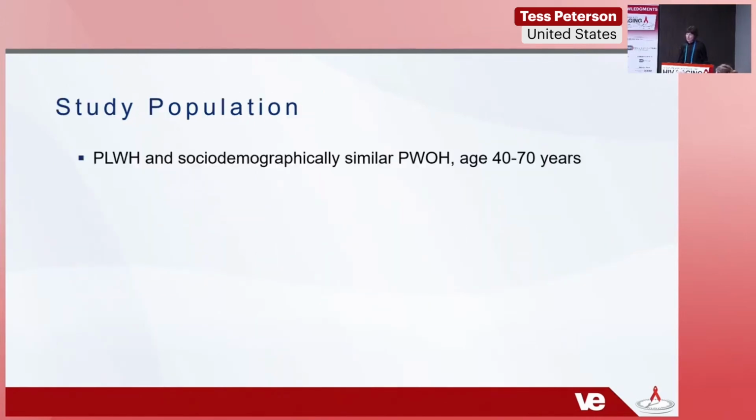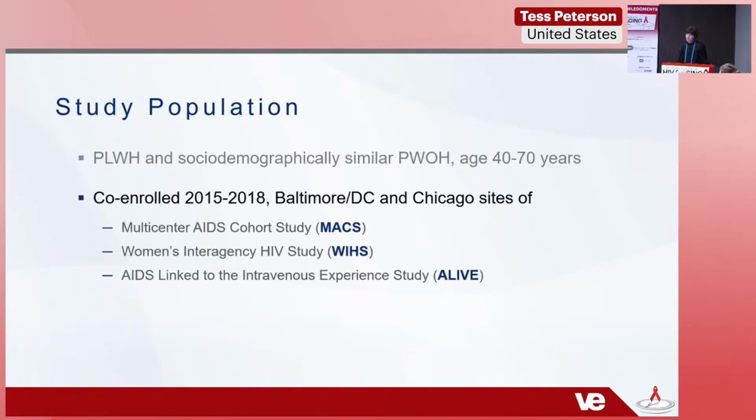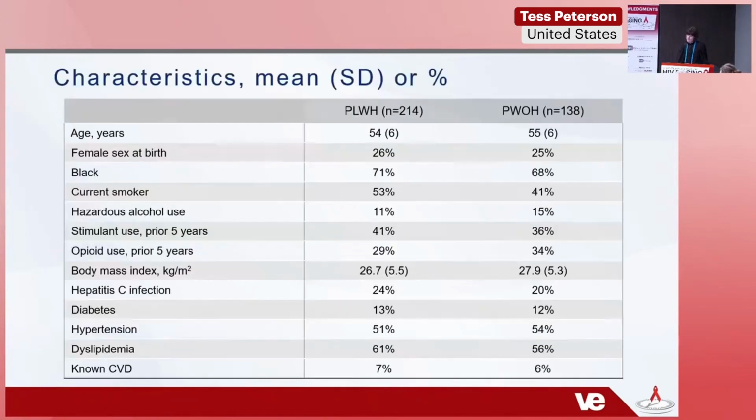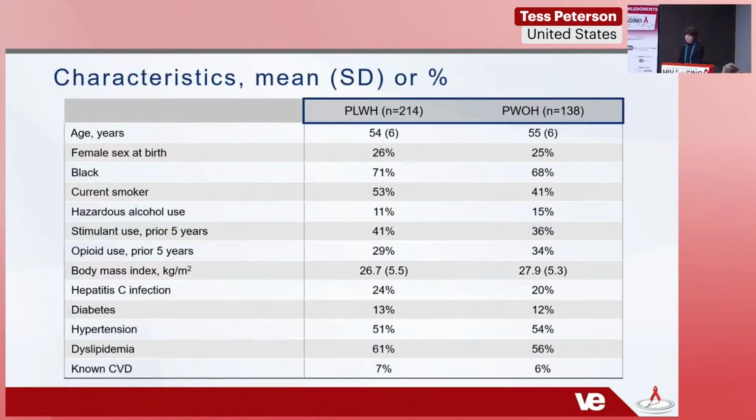So the study population was people living with and without HIV, age 40 to 70 years. Between 2015 and 2018, they were co-enrolled in one of 3 HIV cohorts in the United States, Max, Wise, or Alive. There were 352 participants in this study, about 60% of whom are living with HIV.